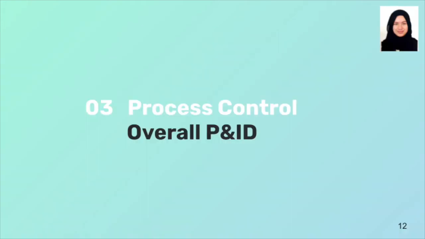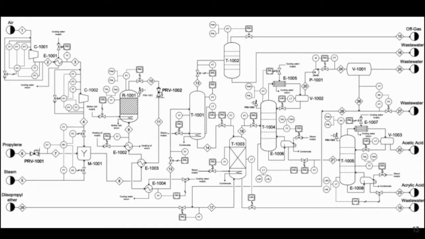Now we move on to the process control. The figure shows our overall PNID for the production of acrylic acid. I will explain the process control installed at each of the major and minor equipment involved.